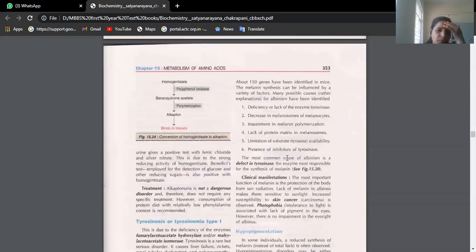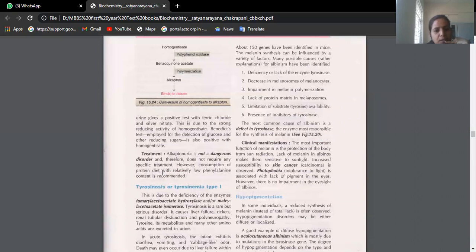So we should check the urine. Like I told you, if you allow the urine to stand for a longer time, you will see it becomes Coca-Cola colored, or you can add ferric chloride and silver nitrate. This also becomes dark Coca-Cola colored, which shows homogentisate is present in the urine. Benedict's test also gives positive for alkaptonuria. It's not so dangerous. Generally, people do not take treatment also, it seems. But a protein diet with a relatively low phenylalanine content is recommended because it's not getting properly metabolized. It's better to avoid phenylalanine containing protein diet. Okay, beta?